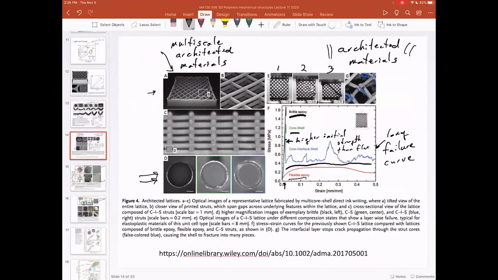But if you're interested in architected materials, you do have a lot more interfaces in here. And so you do have the chance to have more defects. You do have the chance, if you don't fuse these filaments just right and you start to have a defect in your lattice, that can introduce unpredictability.